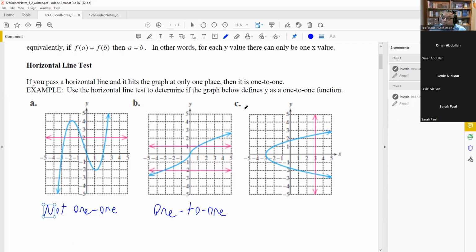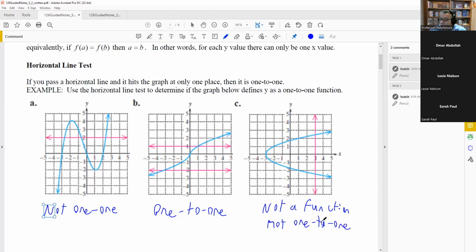Now you got to be careful with part C, because part C, notice if you draw a vertical line that we have here, it's hitting the graph more than once. So therefore, because it doesn't pass the vertical line test, that means it's not a function, and therefore it cannot be one-to-one either.